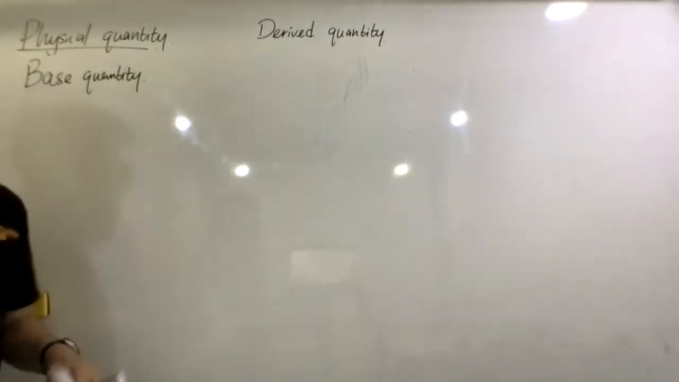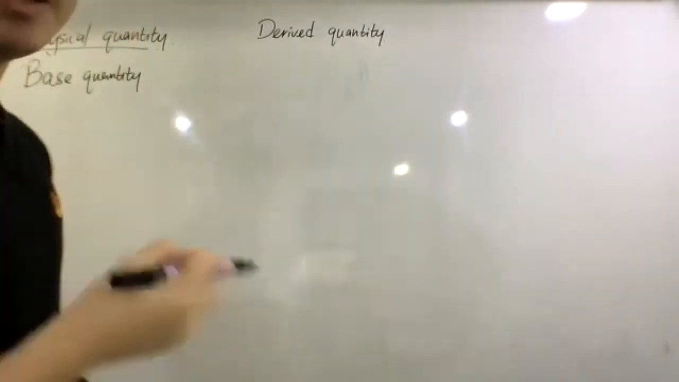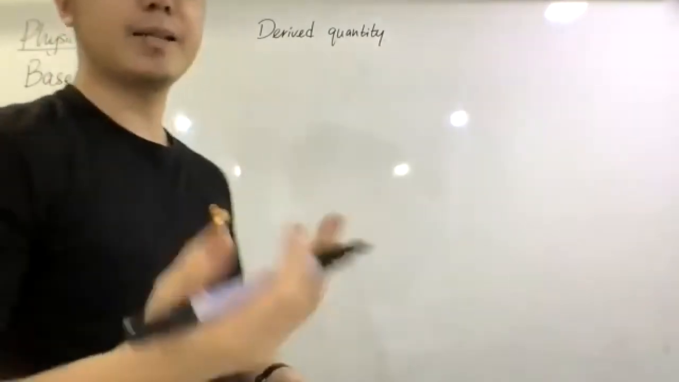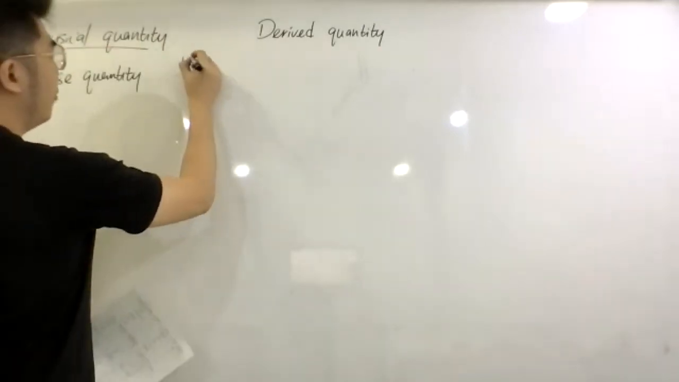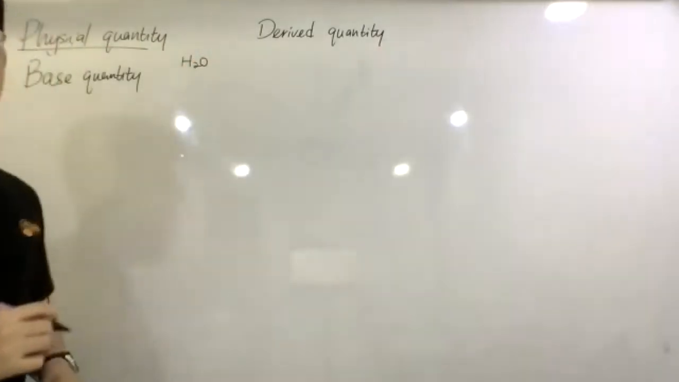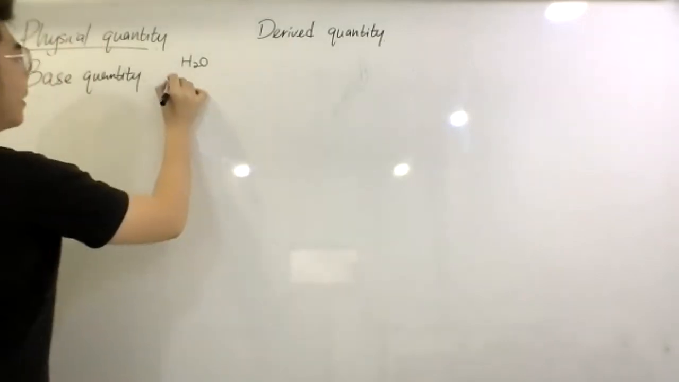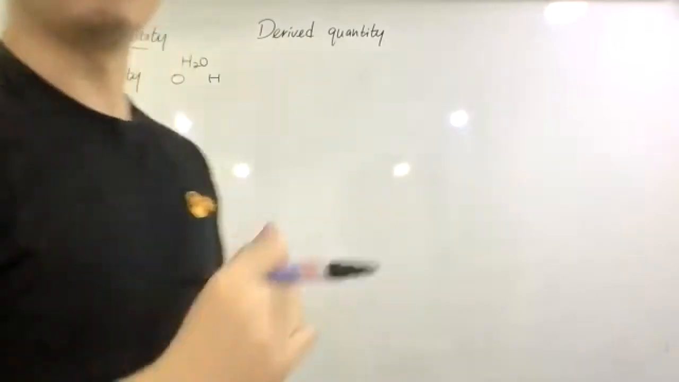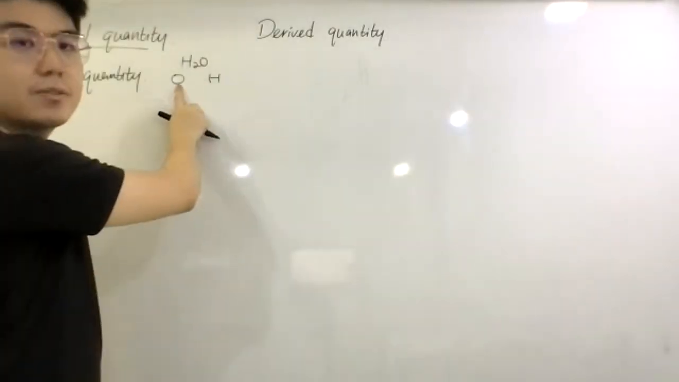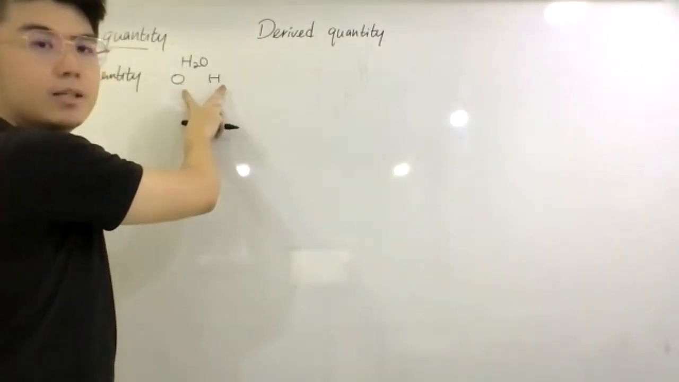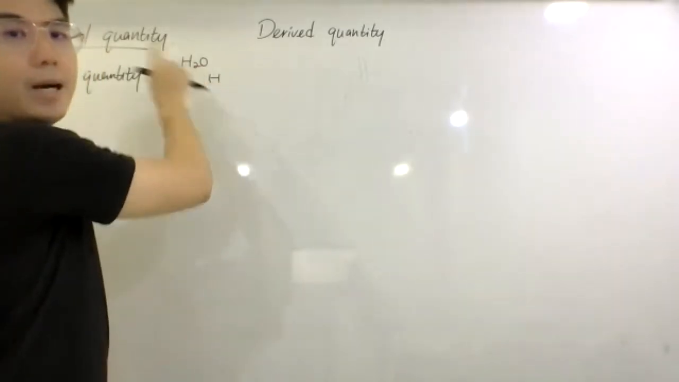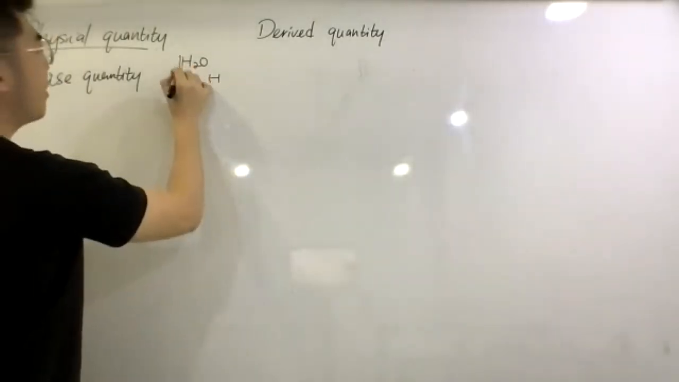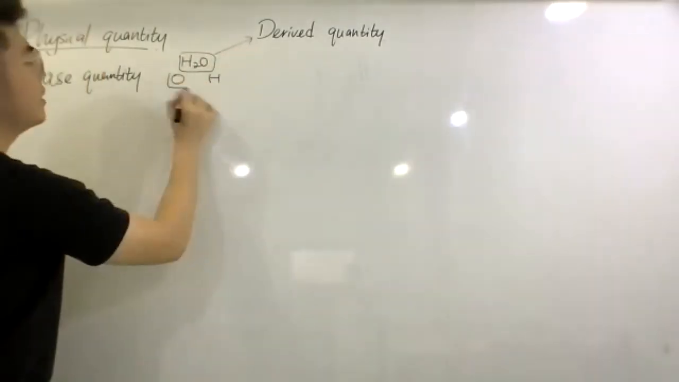Base is like the quantity that cannot be broken down into anything simpler. For example, let's take H2O. H2O is made of oxygen and hydrogen. Oxygen, can you break it down even simpler? No, right? This is the simplest form. These two simplest forms combined become a larger molecule. It becomes the derived quantity. This is the derived. This is the base.